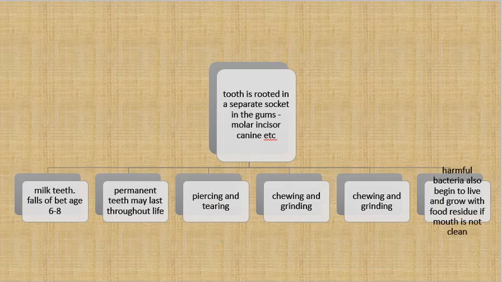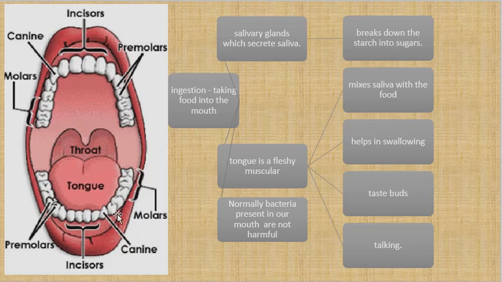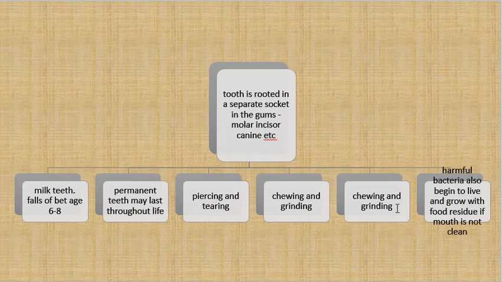Chewing and grinding. Some type of teeth helps in chewing and grinding. And then there are other teeth which help in ensuring, when you are eating a chicken leg piece, then there is flesh near the bone of the chicken leg. You don't eat the bone, but you eat the flesh. So different teeth help in different activities.